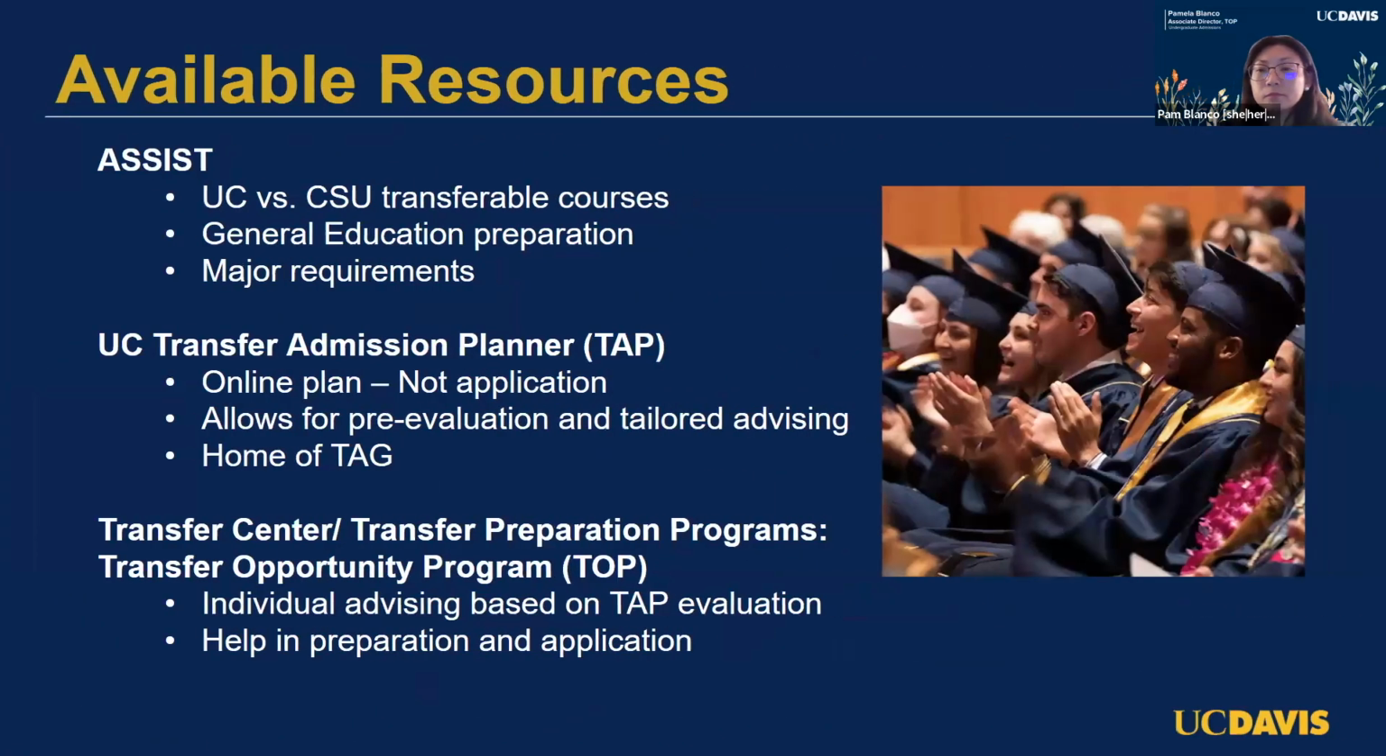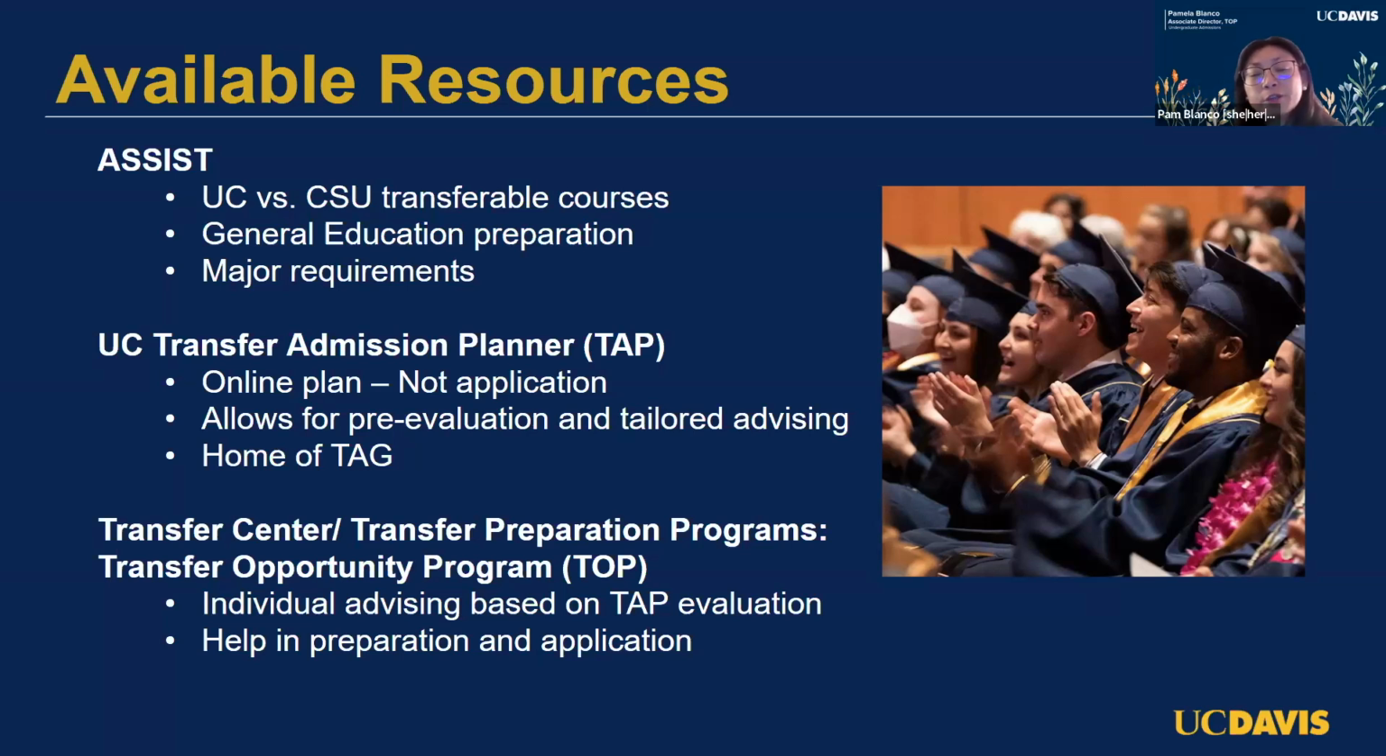Next slide. And some of the available online resources, I'm sure all of you are familiar with assist.org. That's where you'll find the transferability of courses between your community college and UCs and CSUs, where you'll find courses that would satisfy general education as well as your major prep coursework. UC TAP, we looked at that earlier. So the transfer admission planner is an online plan. It's not your application, although it can help pre-populate your application when it's time for you to do that. And it's the home of the transfer admission guarantee or TAG.